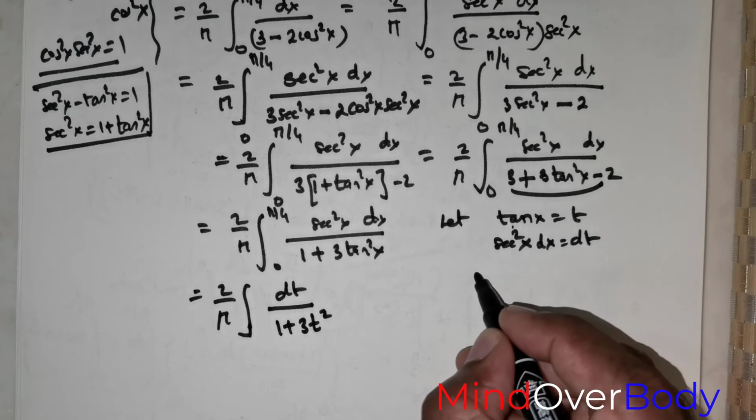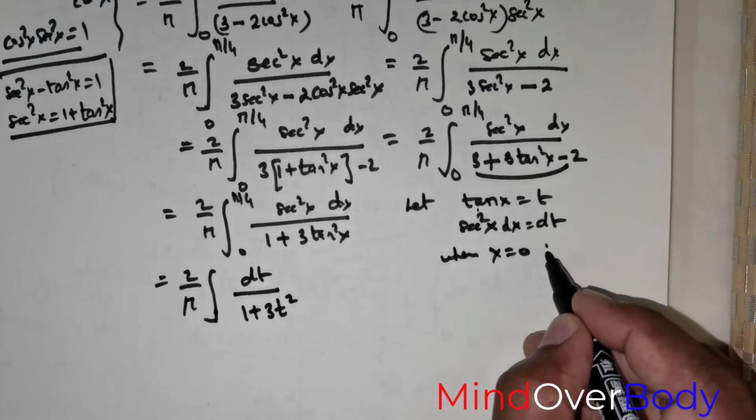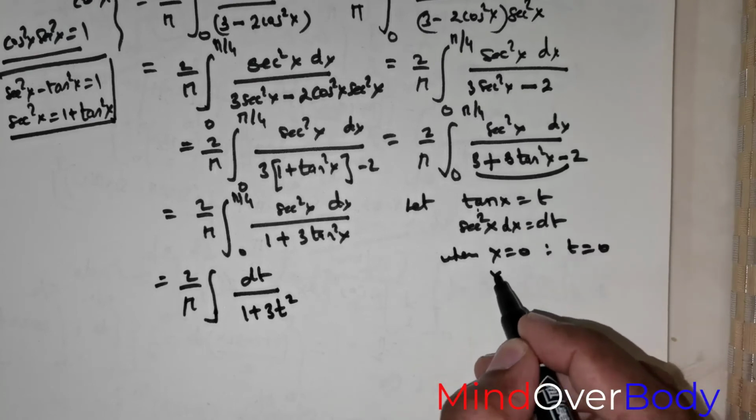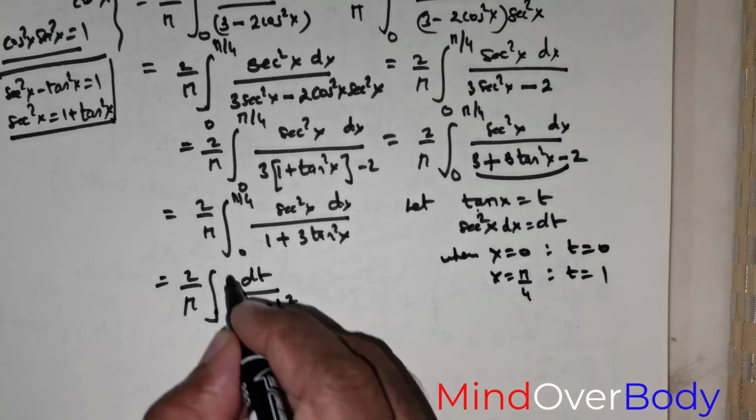Now the limits, let me just change the limits. So now when x is equal to 0, t will be equal to 0. When x is equal to pi over 4, t will be equal to 1. So this is going to be 0 to 1.